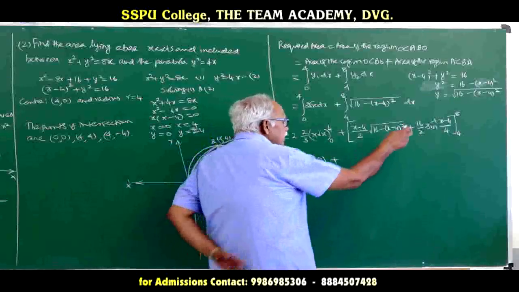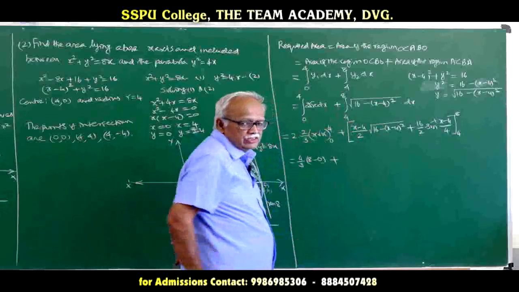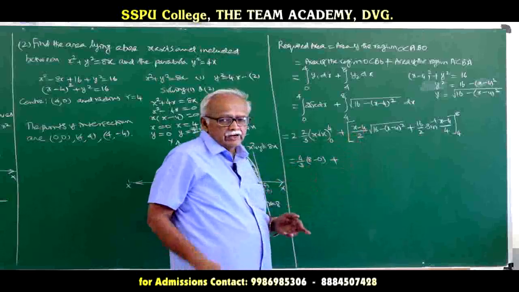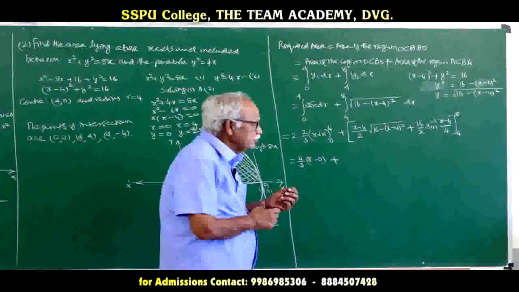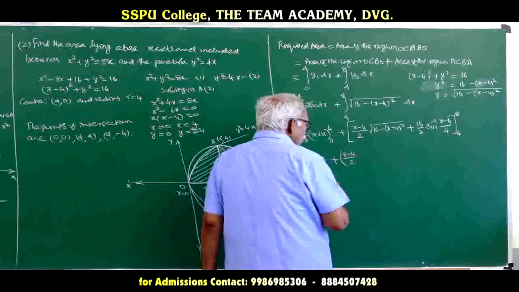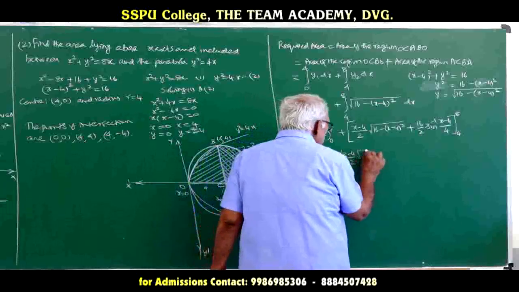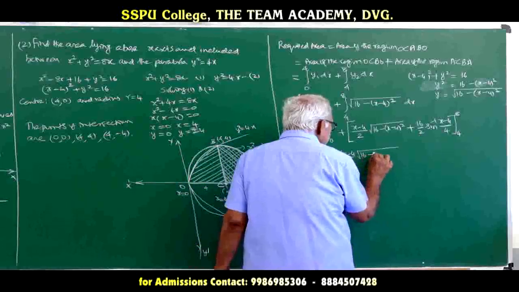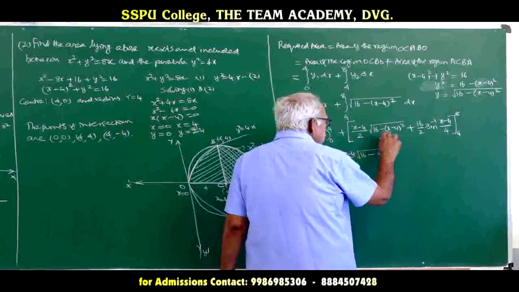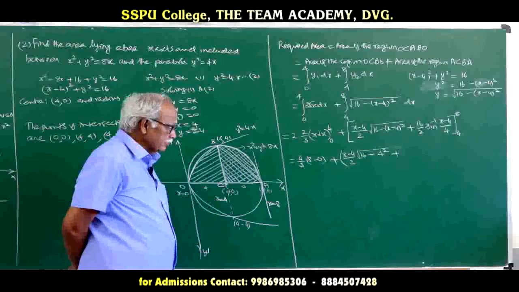Now, carefully evaluate the upper limit and the lower limit. Suppose I put x is equal to 8 here: (8 minus 4) by 2 times the square root of 16 minus (8 minus 4) square. Do you understand this? 8 minus 4 is 4, x is equal to 8, the upper limit.